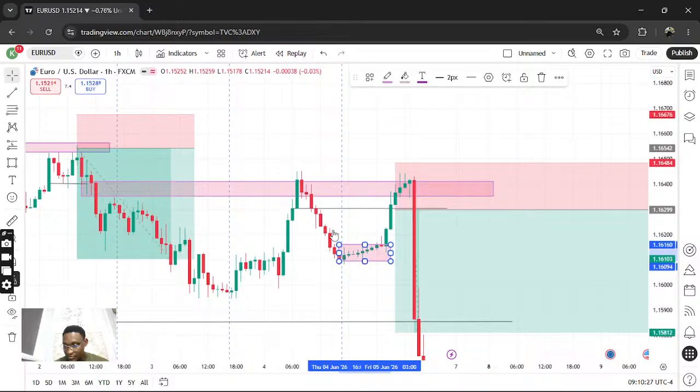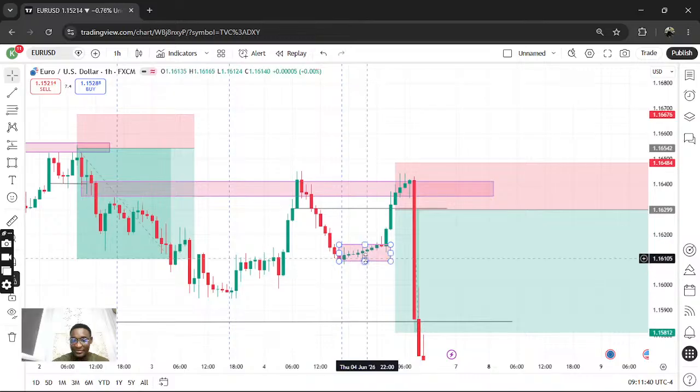So it is always good to know your daily bias. First, you need to know your weekly bias. After that, you need to know your daily bias. Once you know your daily bias, the next thing is to wait for the manipulation to happen and then you enter in the direction that you believe it will go on that particular day. And that is what I did here. On Friday, I expected a bearish movement on Euro USD.